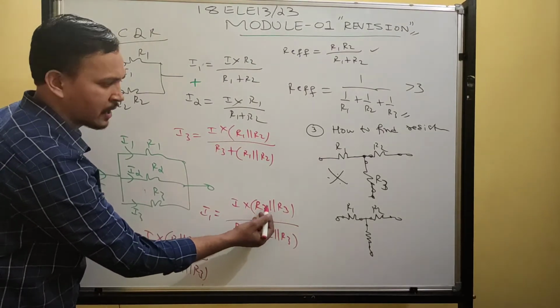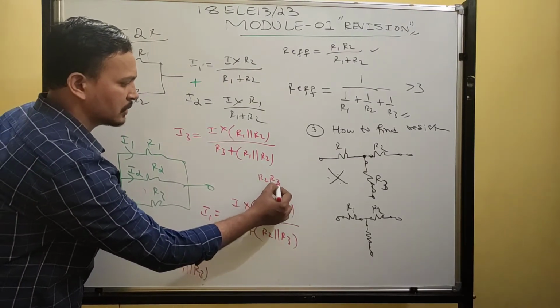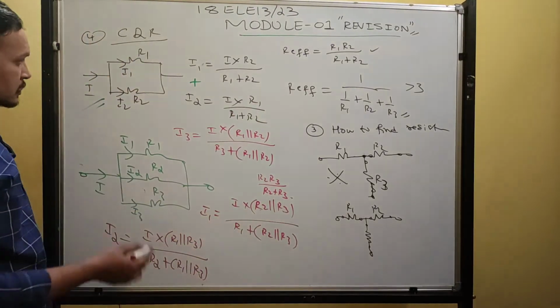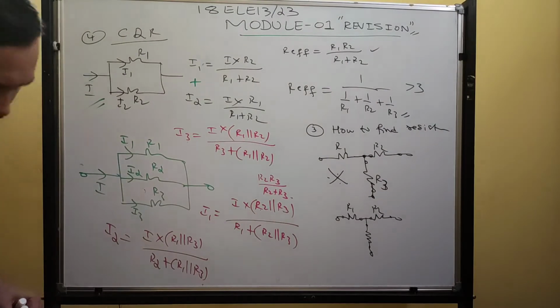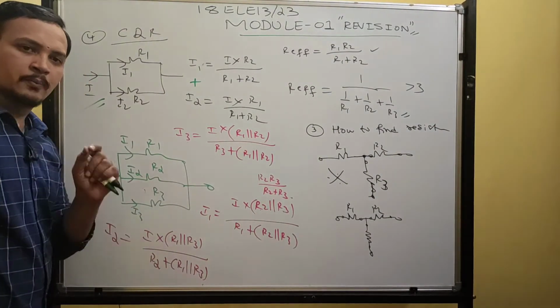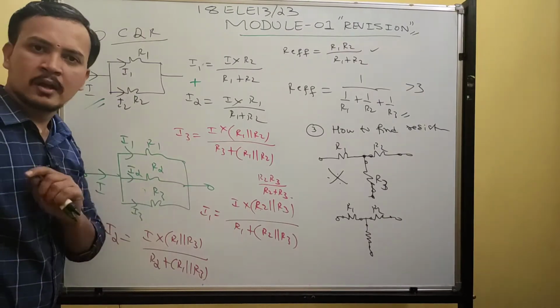Two resistances are in parallel. Numerator, multiply the resistance values. Denominator, add the resistance values. So this completes the current division rule. See, don't go for more than 4 elements. They will give problems with maximum 3 resistances in parallel.